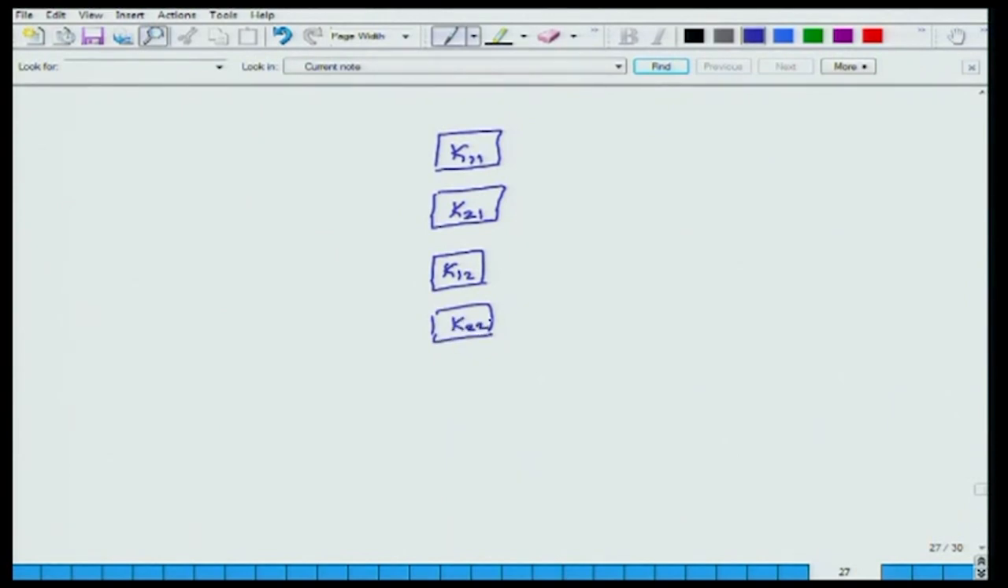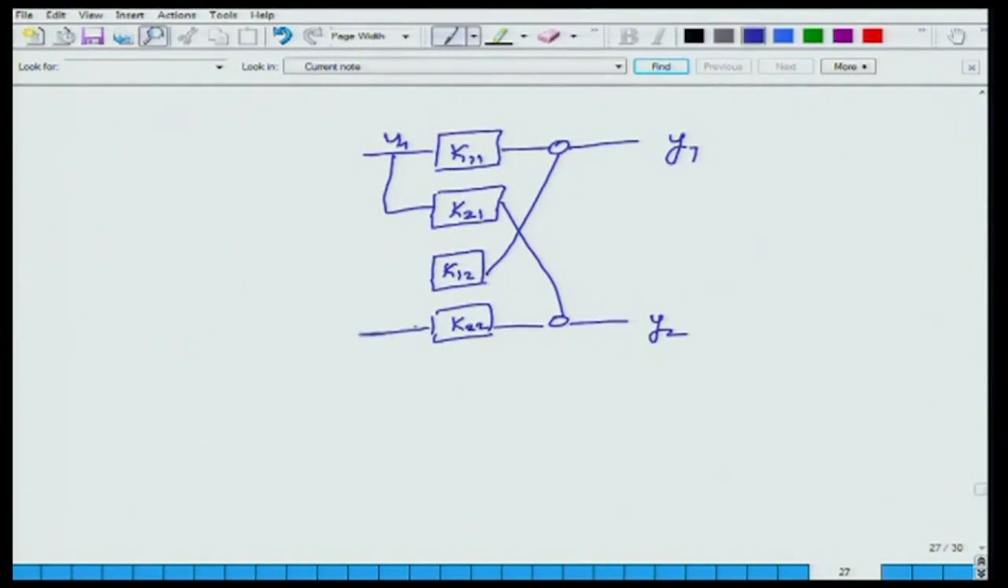So, let us say I am pairing 1 with 1, 2 with 2. So, 1 is paired with 1, I am so sorry, this goes like this and this goes like this. So, what I am doing is I am pairing Y1 with U1 and I am pairing Y2 with U2.